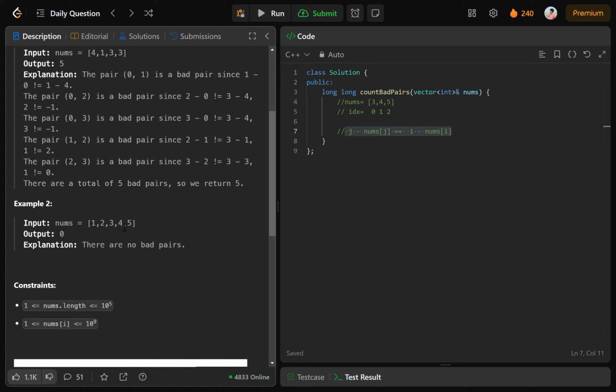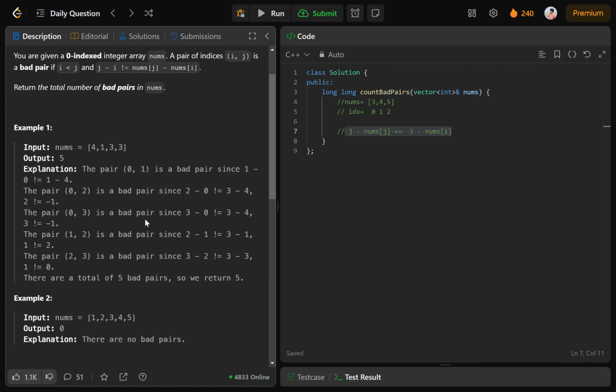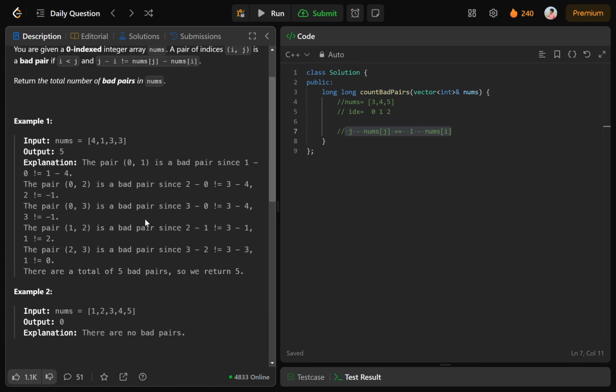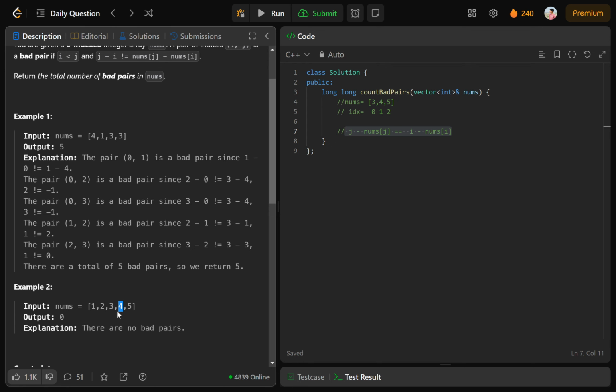Okay, and now for this 4, let's take an example element like 1. So this pair, 4 minus 3 equals 1 minus 0, which is 1. So what we will simply do, we will track the differences that are taken before. Like we will simply take an unordered map, and now for this 4, the total number of good pairs that can be formed is the number of elements that have the same difference with their index.